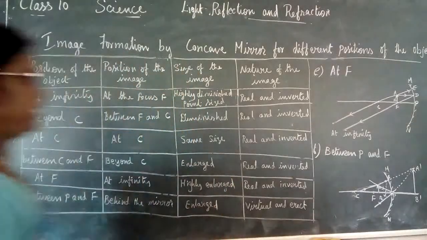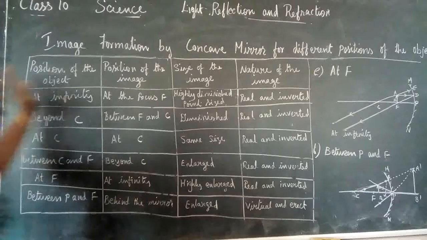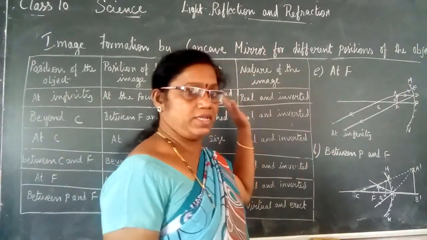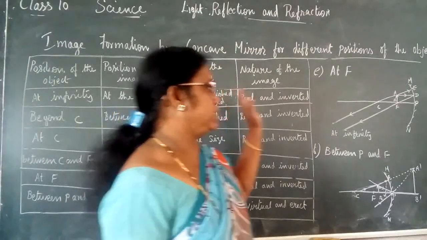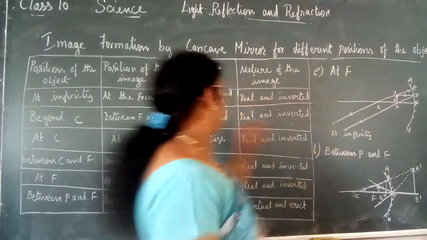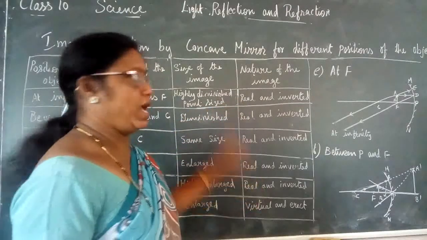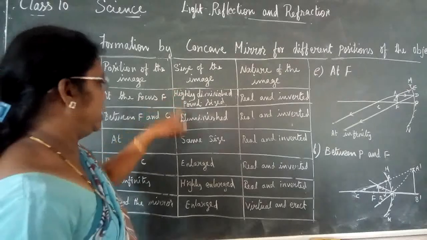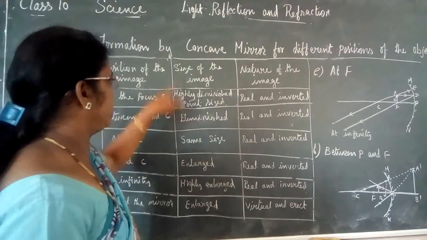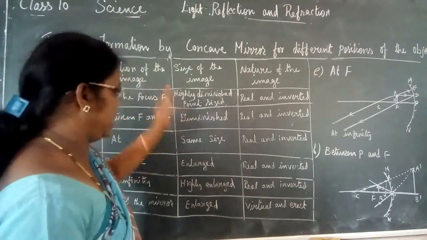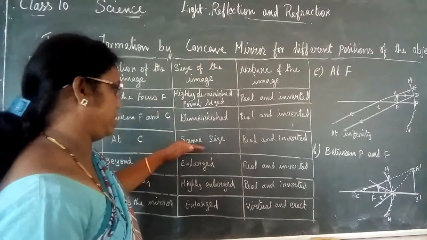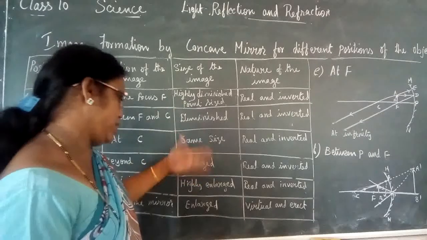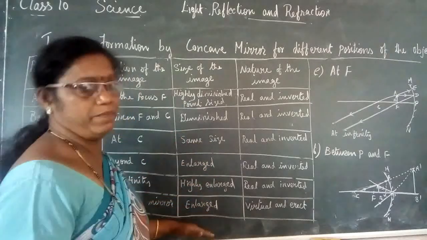So, when we study here, when you are keeping the object at a far distance, you will get real and inverted images. As you bring it closer and closer, the size of the image becomes bigger. First it is highly diminished, then a little bit bigger, then the same size, and then it becomes bigger and bigger and very big.